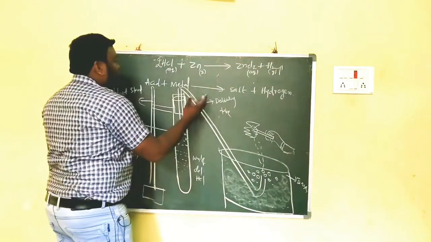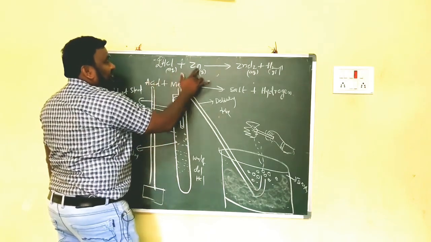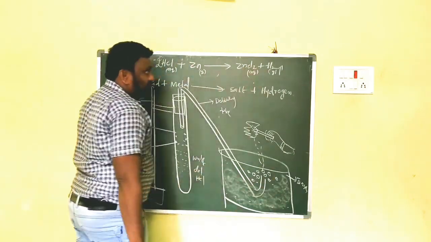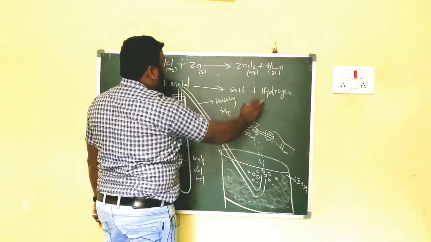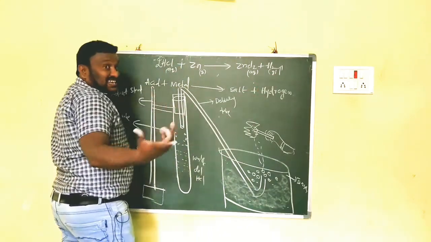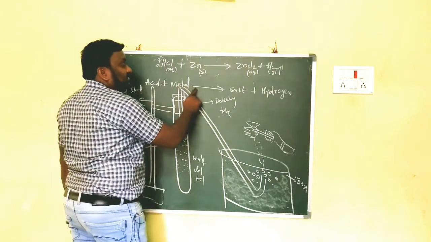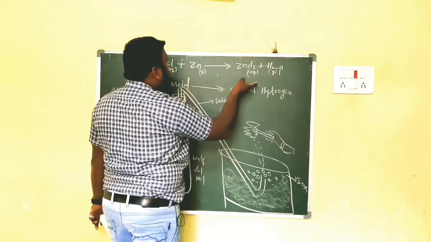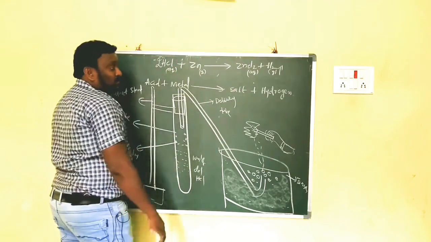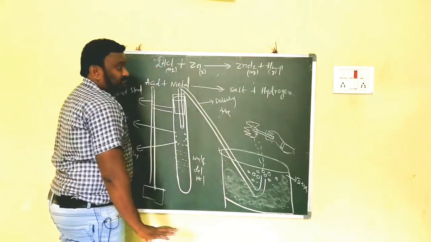So here, children, what is the reaction? HCl plus Zn gives rise to ZnCl2 plus H2. So here gas is liberated. What's that? Gas is liberated. So what is the general equation? Acid plus metal gives rise to salt. So here now ZnCl2 is what? Salt. Salt of that particular metal. And this is now hydrogen.